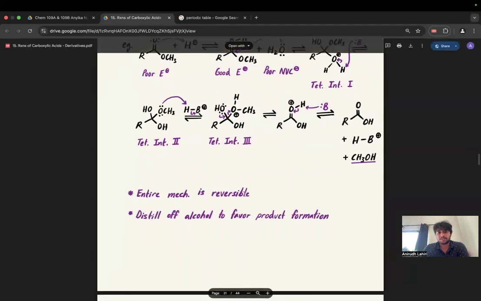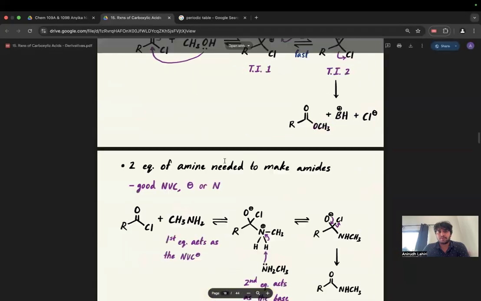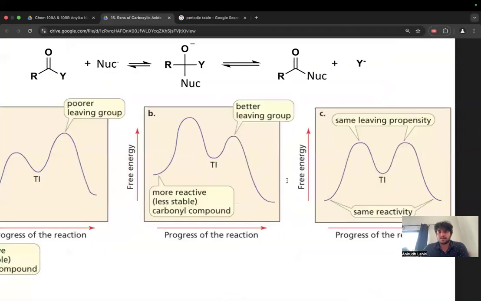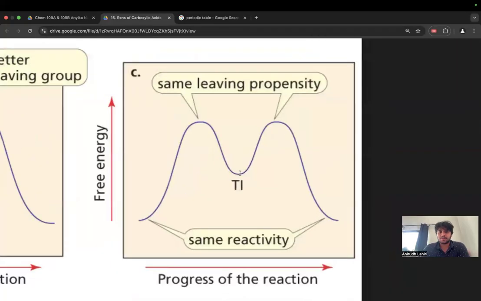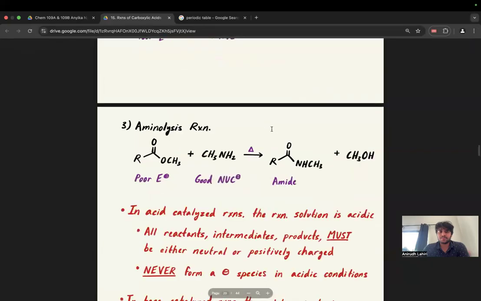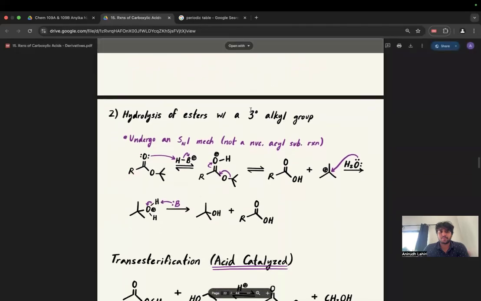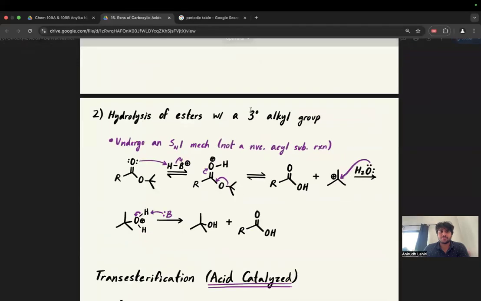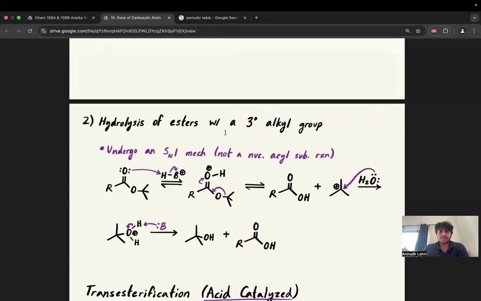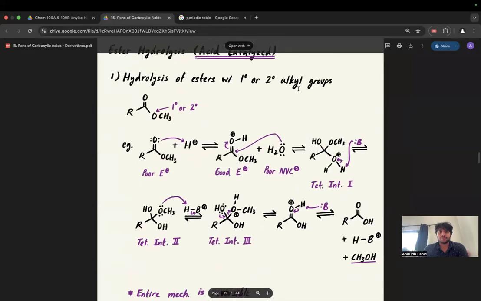Okay. This entire mechanism is reversible. So the way you can think about it, right, is when we get to the transition state, they have about the same leaving propensity, so they could go just as easily this way as they could this way. Okay, cool. So when we're converting from groups that are pretty similar in energies, they're considered to be reversible, right? And that's our alcohols and esters. Hydrolysis of esters, that was the primary and secondary alkyl group hydrolysis mechanism.